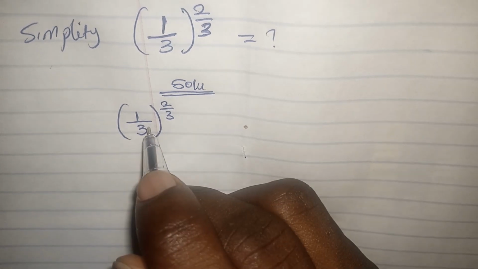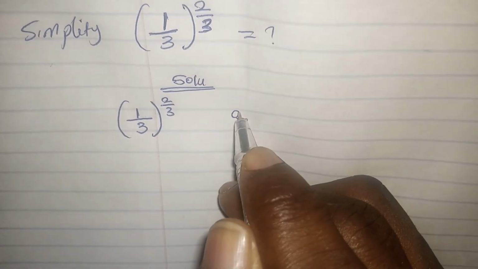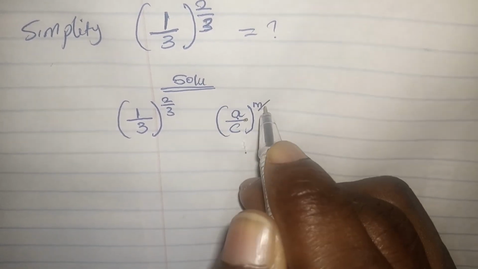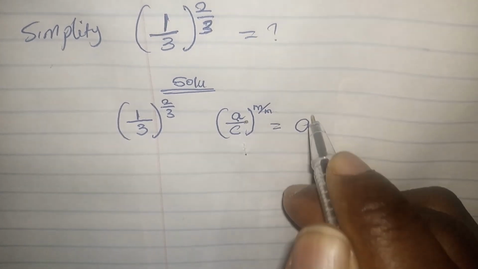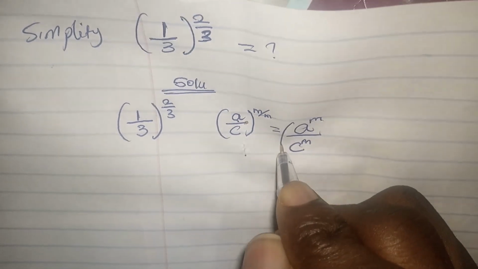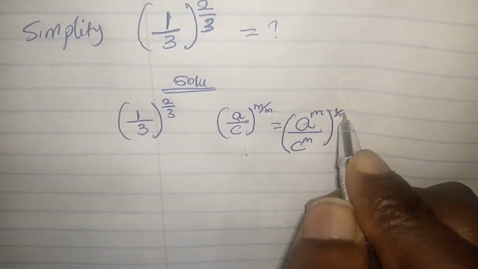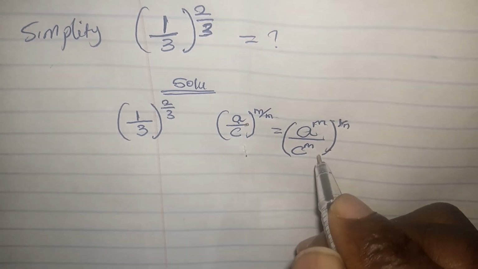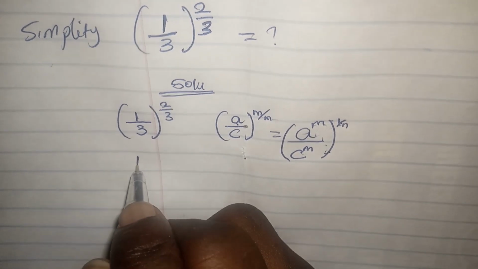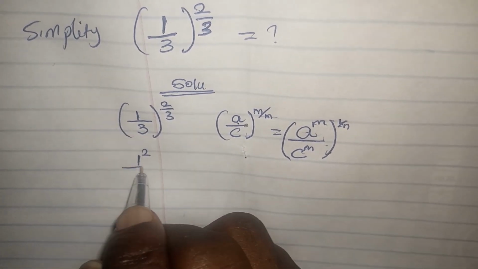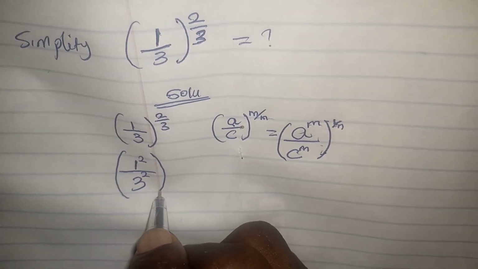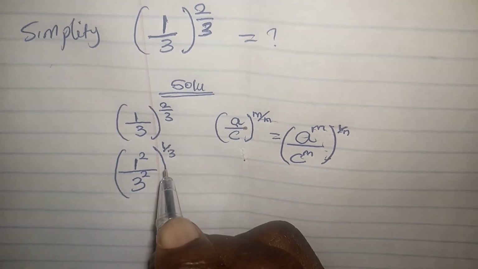From here we are going to apply a rule which says (a/c) to the power of m/n is also equal to a to the power of m over c to the power of m, all to the power of 1/n. If we put this principle here, we can have this to be (1 to the power of 2 over 3 to the power of 2) to the power of 1/3.